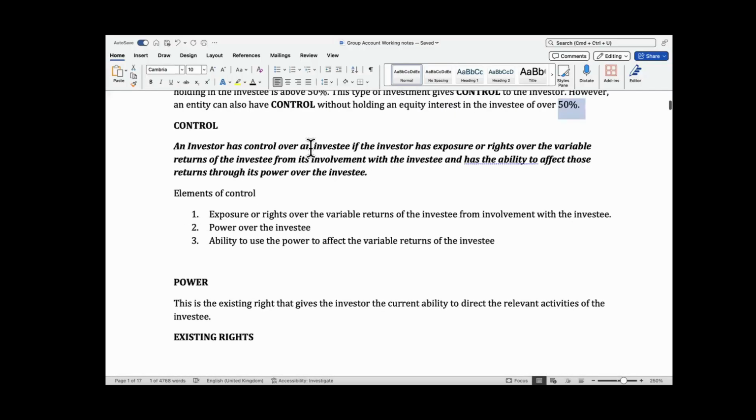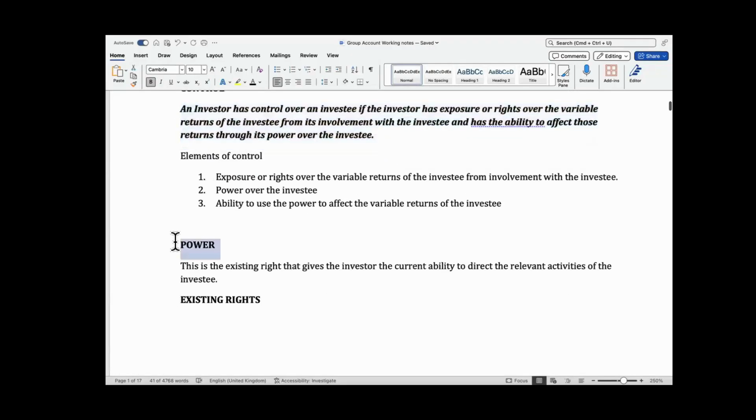Now, I narrowed it down to control. I gave you a definition, and now I'm breaking that definition down into its core elements. There are 3 elements there. I picked the one that explains everything, that connects everything together, which is power. And this power is the existing right that gives the investor the current ability to direct the relevant activities of the investee. The existing right itself is what gives the power. It's what gives you the ability to direct their relevant activities. And relevant activities is whatever it is they are doing, whether they are selling goods or providing services. Whatever they are doing is their relevant activity. So what gives you that right? What gives the ability to direct those activities is the right. So what is this right?